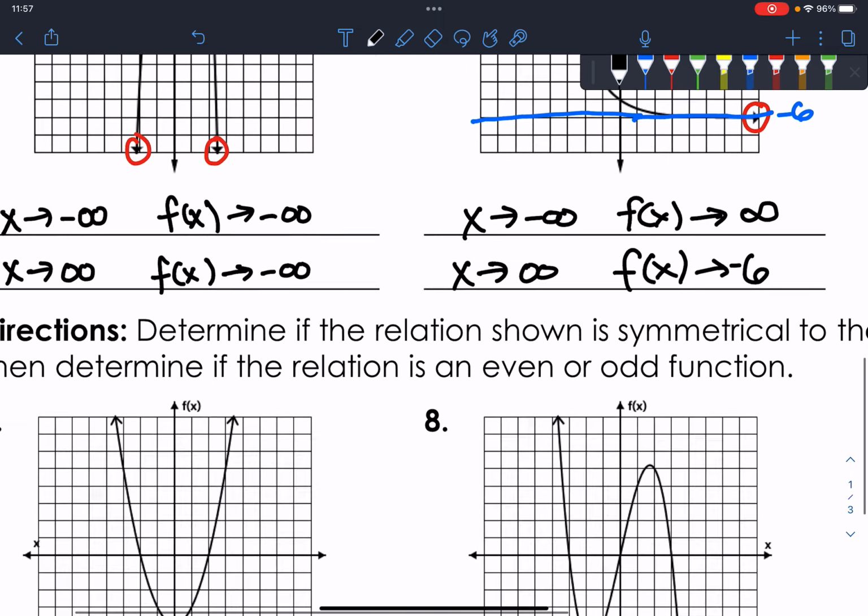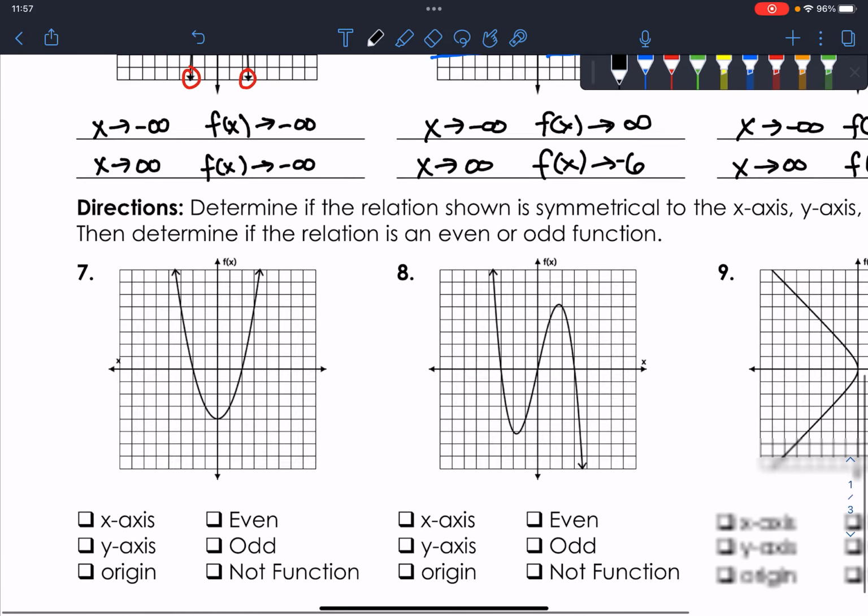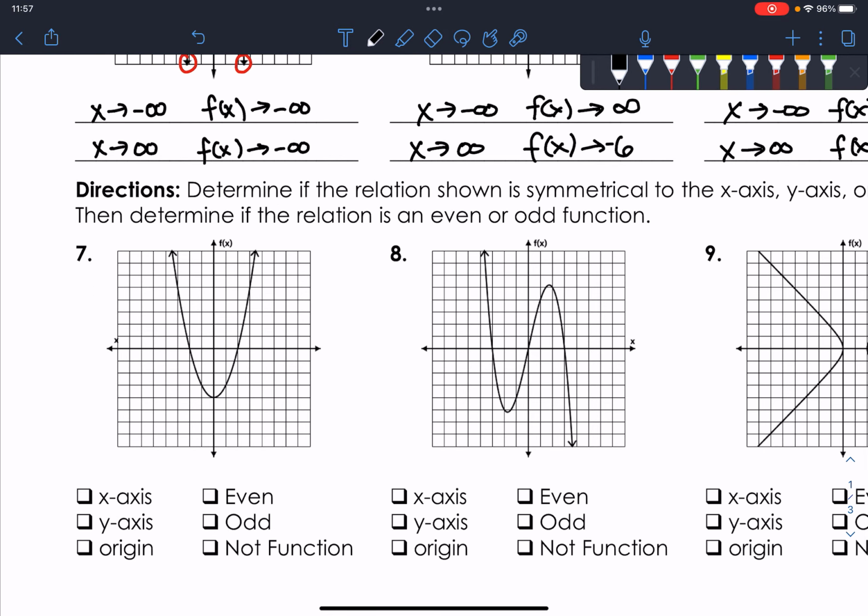Now moving on to our next section, this again is symmetry. We need to determine the type of symmetry the function has, and how that relates to whether we have an even or an odd function at all. So the first one, because this is symmetrical through the y-axis, it is referred to as an even function. And again, these two things are synonymous with each other. If it's an even function, it is symmetrical to the y-axis and vice versa.